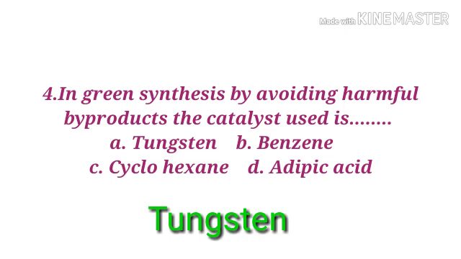In green synthesis, by avoiding harmful byproducts, the catalyst used is dash. Options: tungsten, benzene, cyclohexane, adipic acid. Answer: tungsten. In green synthesis, by avoiding harmful byproducts, the catalyst used is tungsten. All the others are cyclic compounds. They produce some harmful materials as they are carbon compounds.